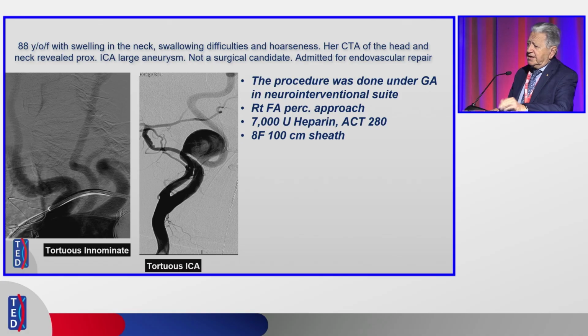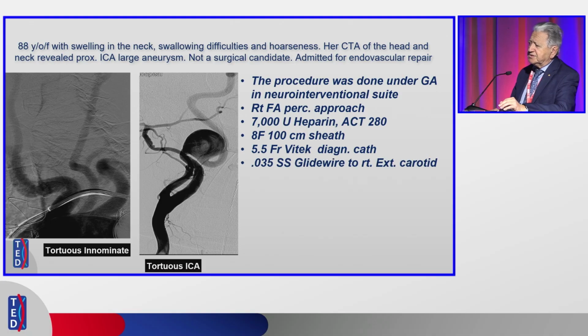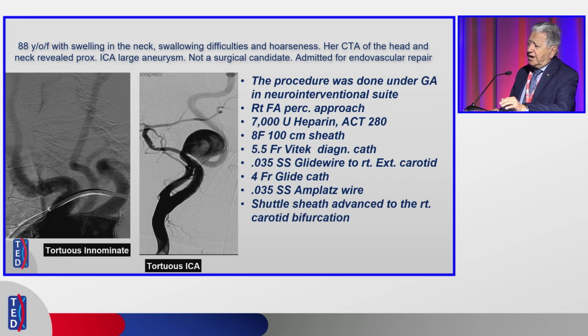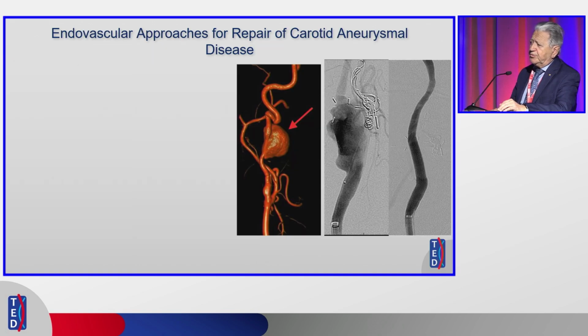We used an 8 French sheath from the femoral artery access. We used a VTEC catheter because of the tortuosity there. We used a glide wire to enter into the external carotid, and exchanged it for a stiffer wire. Then we put a 4 French glide catheter there, with an Amplatz wire and Shuttle Select sheath all the way to the bifurcation to get adequate support.